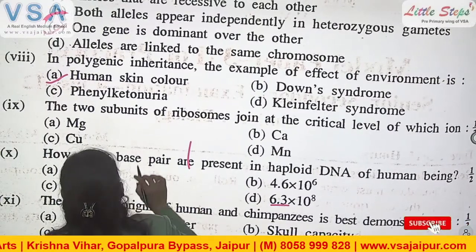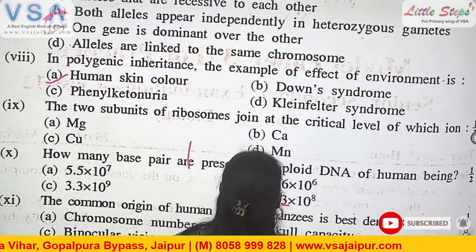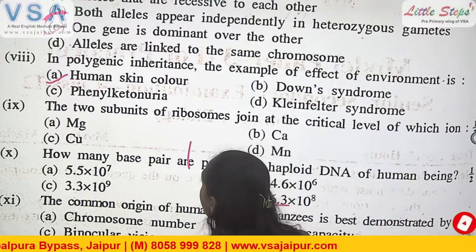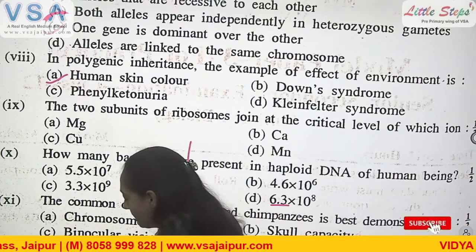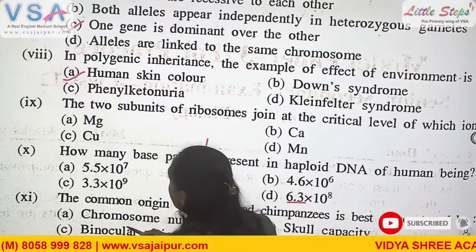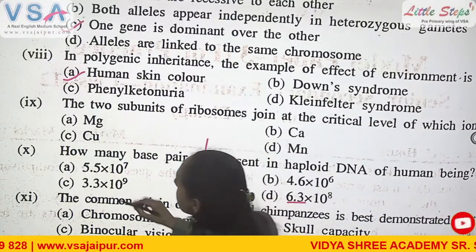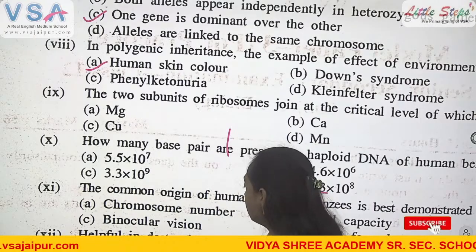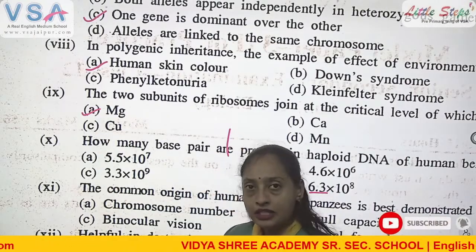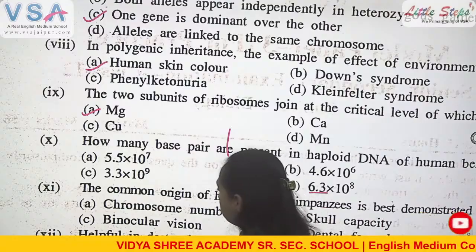The two subunits of ribosomes join at the critical level of which ion? कि two subunits ribosome join at the critical level of which ion? कौन से ion में होती है? Magnesium, calcium, copper या manganese. So what is the right answer? Option A. Magnesium. This is the right answer.